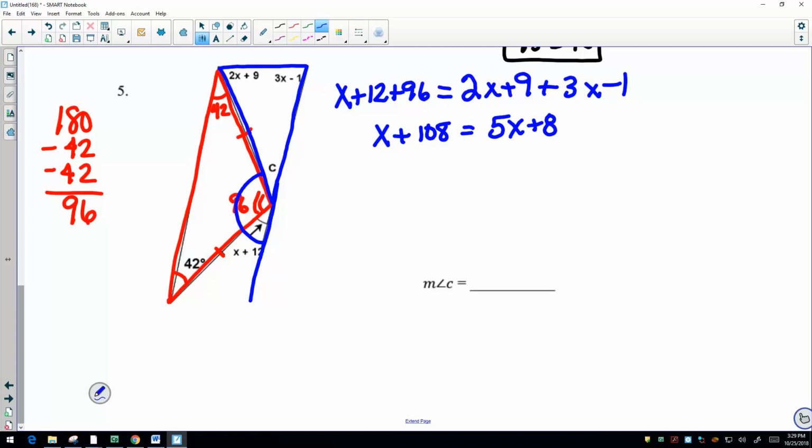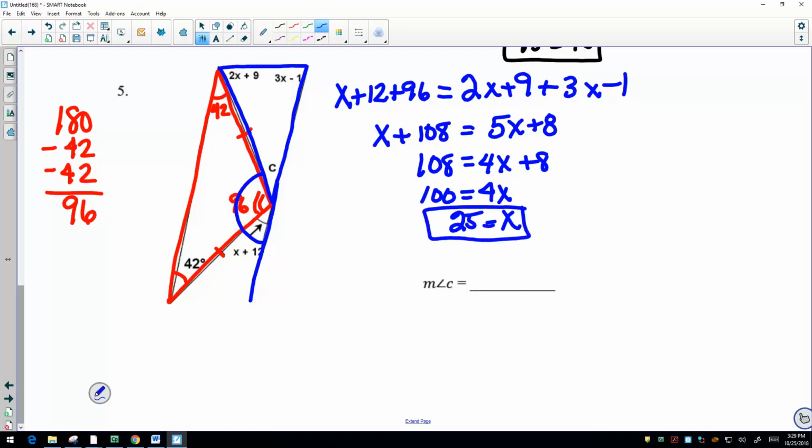And I'm going to move the x over, so I have 108 is equal to 4x plus 8. I'm going to move the 8 over to the left side, so now I have 4x is equal to 100, which is going to leave us with x is 25. Now again, we're not done. We have to find angle C. So we could do this a couple of ways.